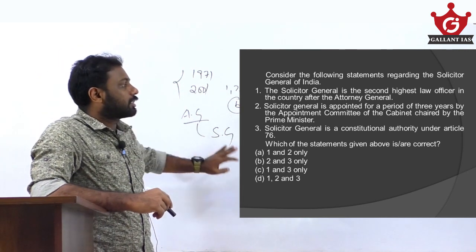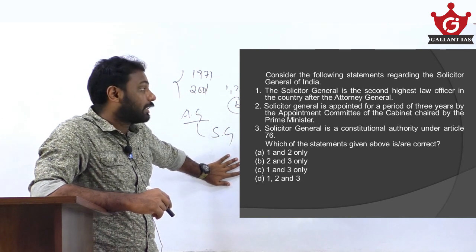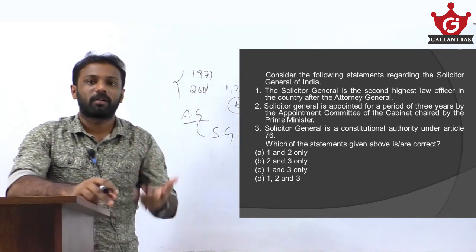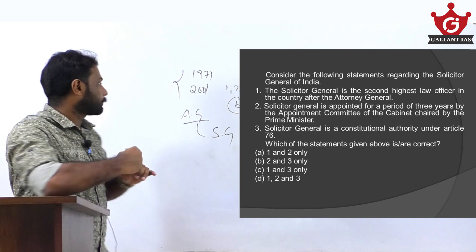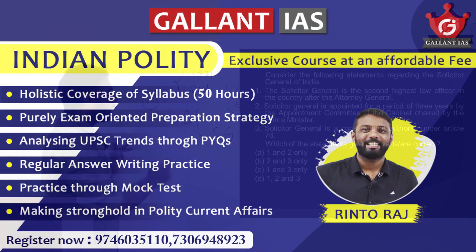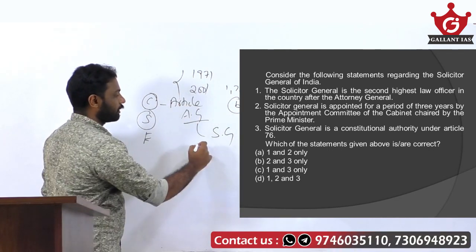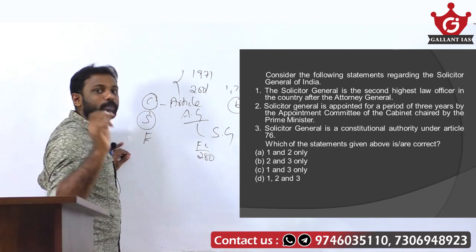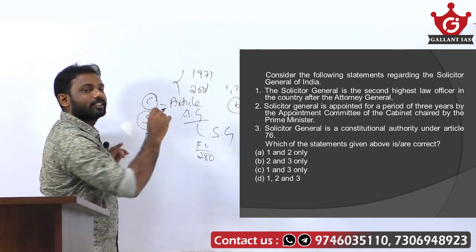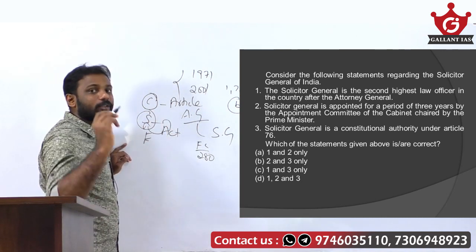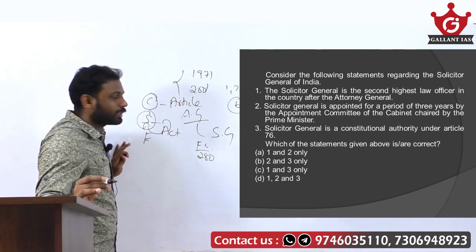Fine. The Solicitor General is a constitutional authority under Article 76. That makes the statement wrong here. See, when you go through any office or any authority, you please note down whether it is a constitutional body or a statutory body or an executive body. And if it is a constitutional body, please note down the article related to that. Say for example, Finance Commission, Article 280, that you must know. Fine. If it is a statutory body, you must know based on which act this body is established. That also you must know. Okay, so please be thorough with that.